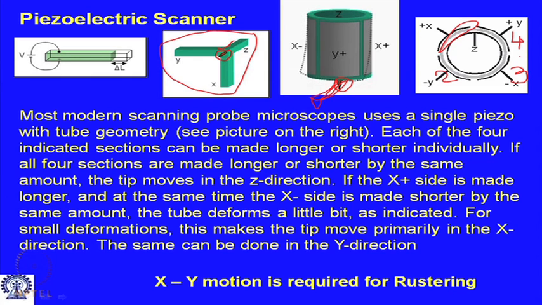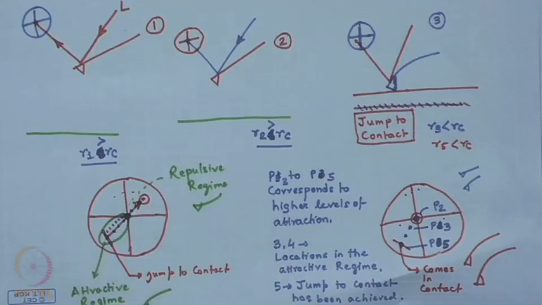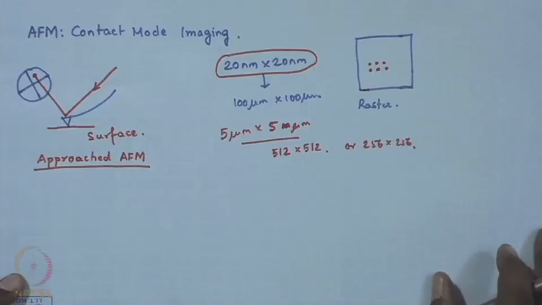In contrast, let us say this is the x plus side, this is the x minus side, this is the y plus side, and this is the y minus side. If the x plus side is made longer, at the same time the x minus side is made shorter. How do you make this long and short? It is based on the error voltage that gets generated. Okay. Or you apply a voltage, which can be an error voltage, or if you are rastering, the necessary voltage will come from the software. The computer which is interfacing your instrument will take care of this.